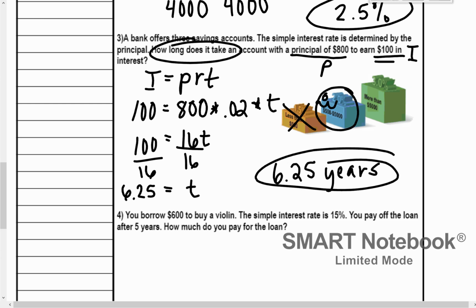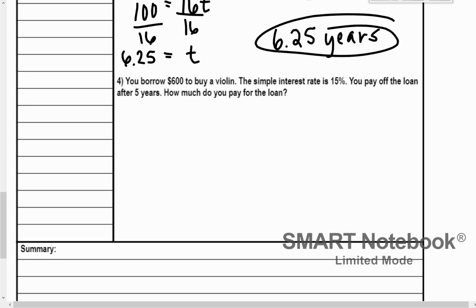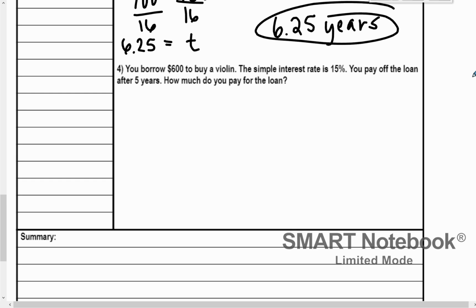All right. Just one more example. You borrow $600 to buy a violin. The simple interest rate is 15%. You pay off the loan after 5 years. How much did you actually pay for the loan? So that means how much did you pay for the interest and the $600 that you borrowed. So we start off with our I equals PRT. All right. We don't know how much interest it is, so we're going to leave it. We know our time is T.